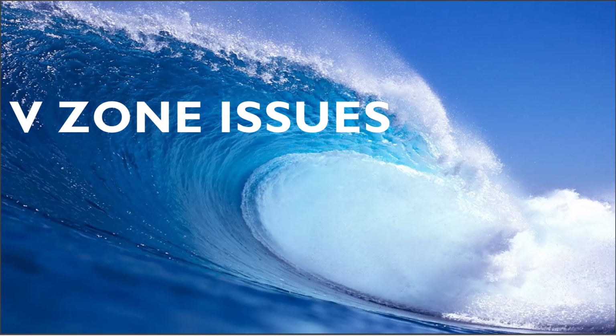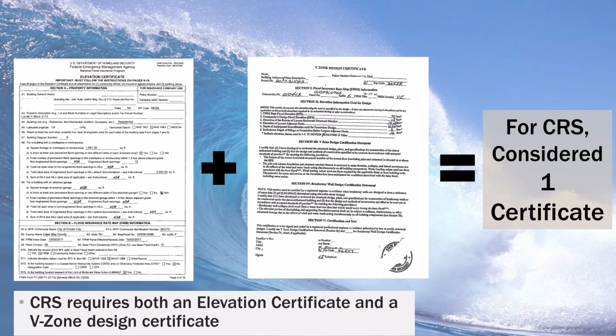A significant portion of CRS communities deal with construction in V zones. Let's talk about some of the issues we encounter with these situations. When there is a building in the V zone, CRS requires that the community obtain both an EC and a V zone design certificate. Since both must be a part of the permit record for the building, they are considered together as one certificate for CRS purposes. So, if there was an error on either one, it would count as an error for both, which results in an error for that address.